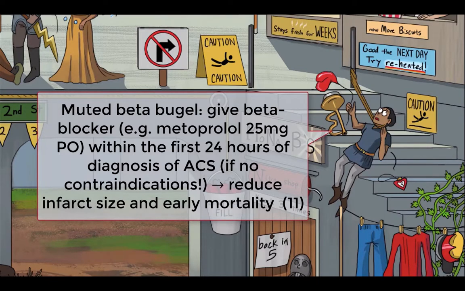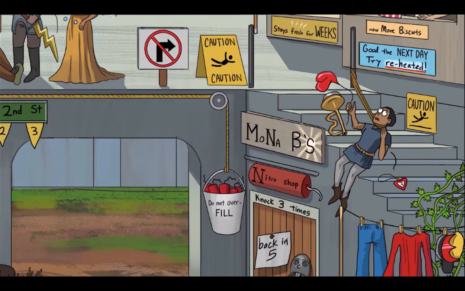Beta blockers like metoprolol tartrate are used to reduce myocardial contractility and minimize tachycardia, thereby lowering the oxygen demand of the heart. This, plus other potential beneficial effects, help to reduce infarct size and early mortality. Patients should receive a beta blocker within the first 24 hours of diagnosis of ACS.